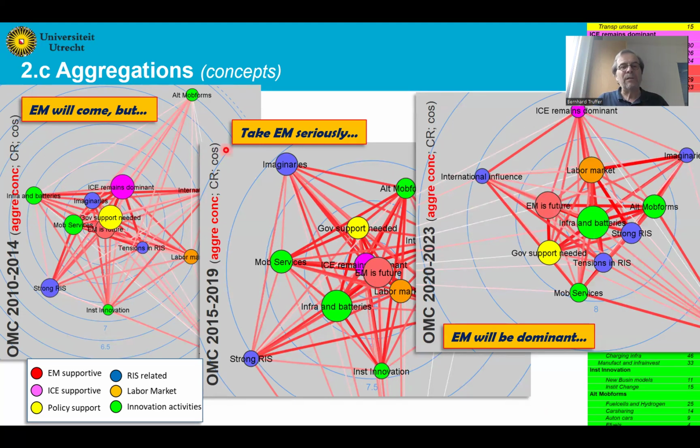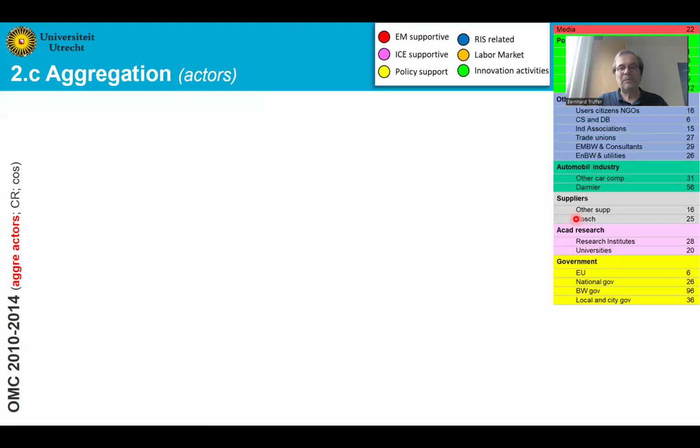But the big picture of having this electromobility is the future with a lot of support needed, and then the struggle with the ICE Raymond's dominant versus the electromobility is the future. And then in the last period, the focus on infrastructures and batteries, that picture is still robust.